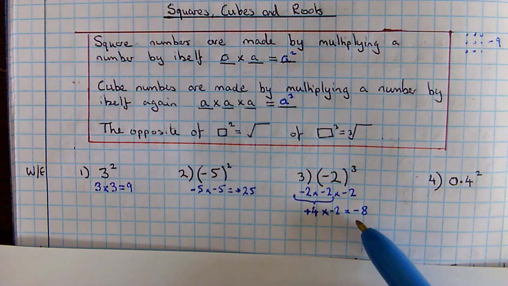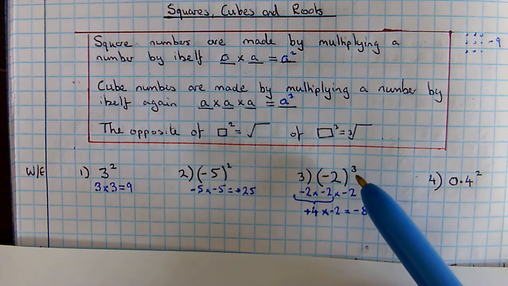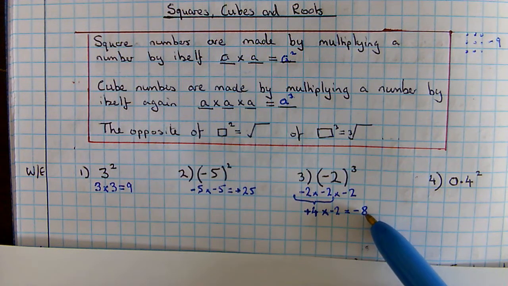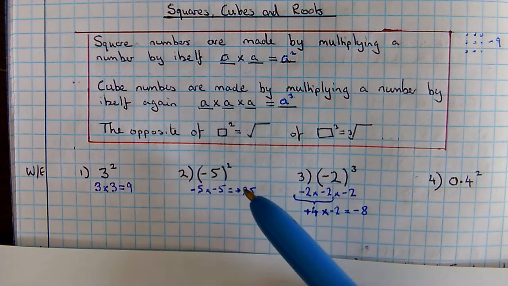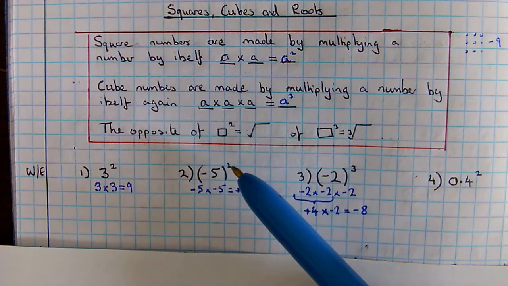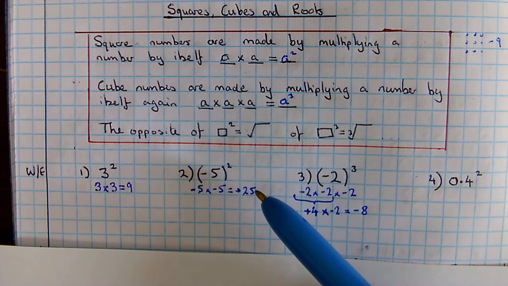And if we want to go even further, but this is beyond the scope of the Foundation GCSE, if this power is an odd number, then you're going to end up with a negative answer. If the power is an even number, you end up with a positive answer.